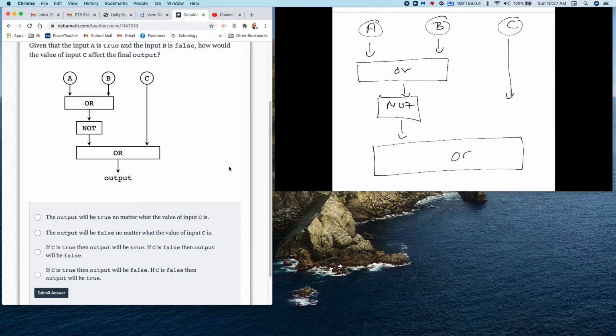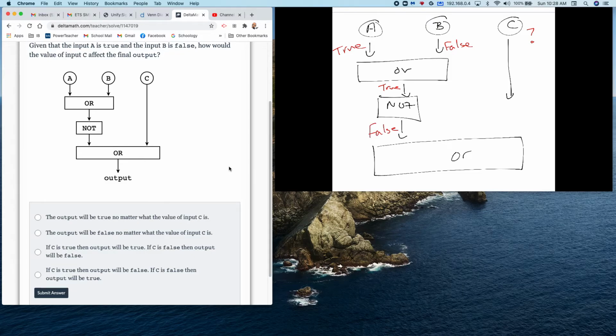Okay, they tell us on this one that A is true. And they tell us B is false. So we don't know what C is yet. We've got to figure out what that is. So let's work the A and B side. And notice that we have a true and a false going into an OR statement. So you know this is true. So then you know that if you NOT it, it's false.